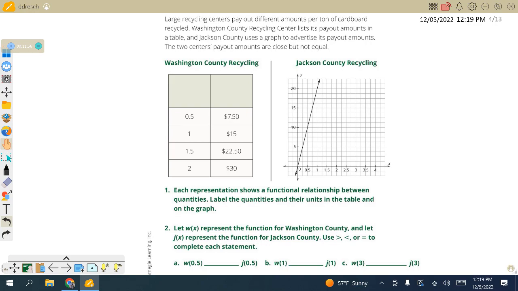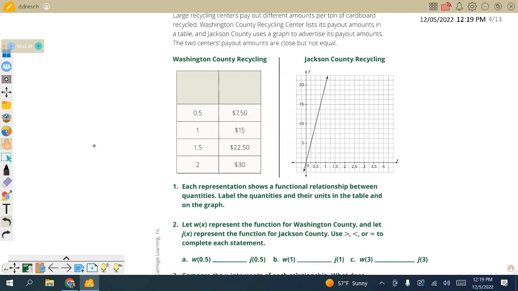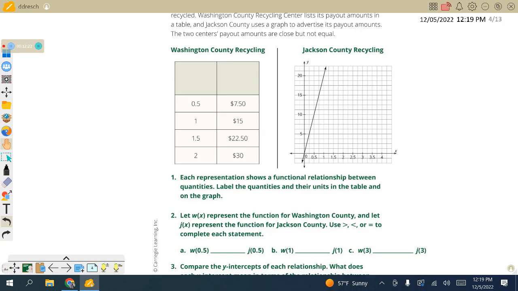They pay out different amounts. We are doing cardboard here. Washington lists its payout amounts in the table. Jackson does a graph. And the two centers' payout amounts are close, but not quite the same, not quite equal. So what are we doing here? We are recycling something. And in this recycling, do they tell us the cardboard and the weight and the money?